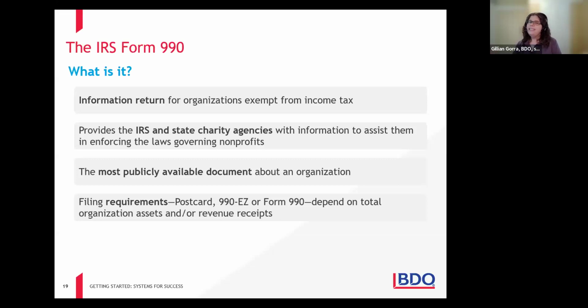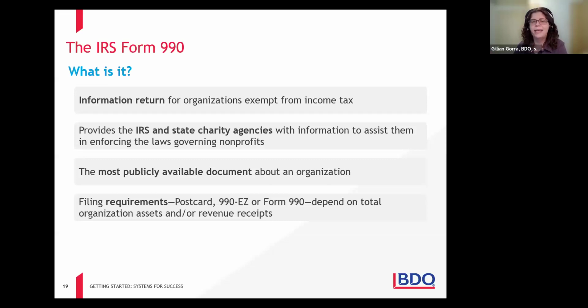There are a few different types of Form 990s that can be completed by an organization, and it's really dependent on budget size and the amount of assets that the organization may own. The Form 990 is the full 990.